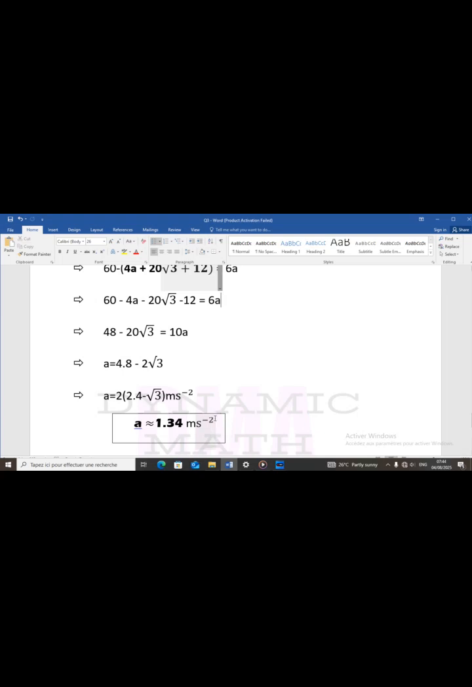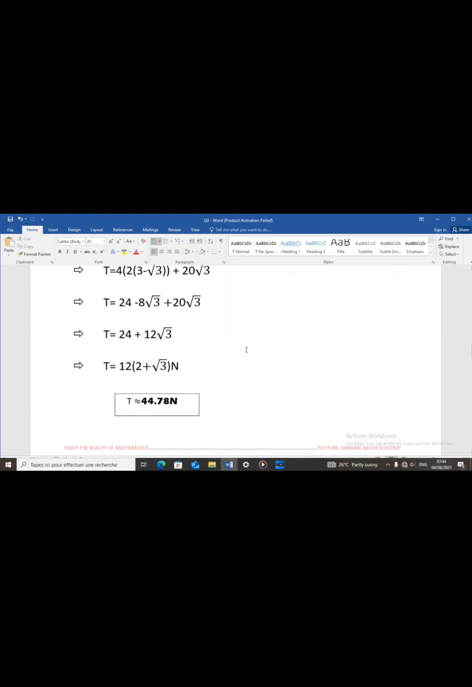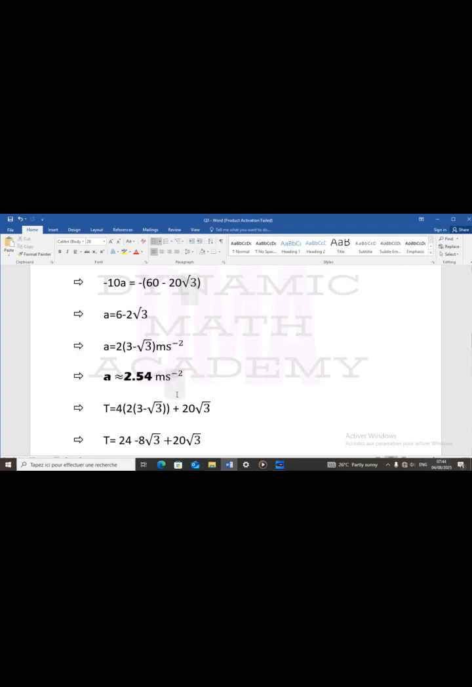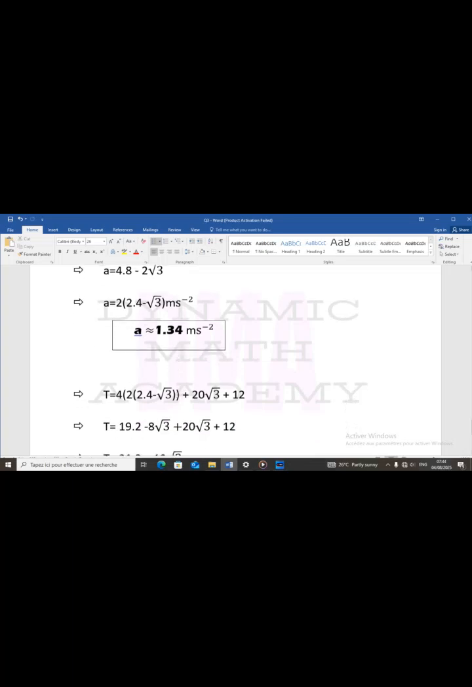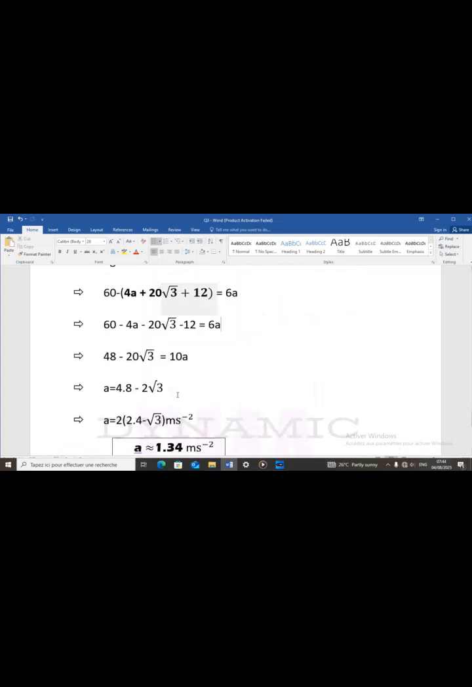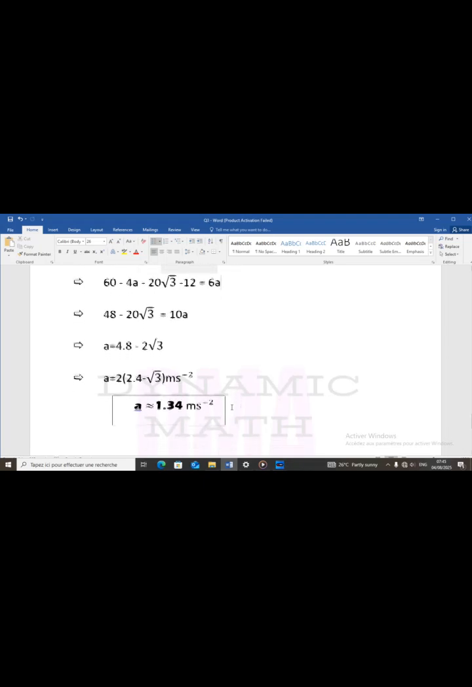And you realize that if you compare the acceleration of this second motion with the acceleration of the first motion, the acceleration of the second motion is smaller. Because in the first part, our acceleration was found to be 2.54, but now our acceleration here is rather 1.34. Now the question is, why is the acceleration smaller? You guys will answer that question in the comment section.